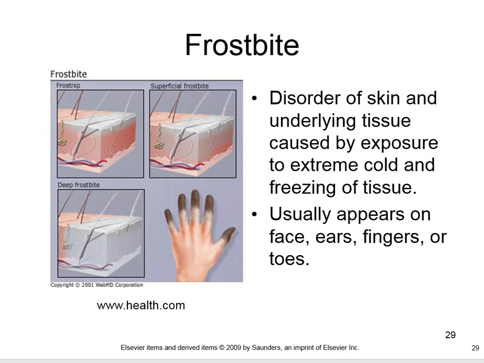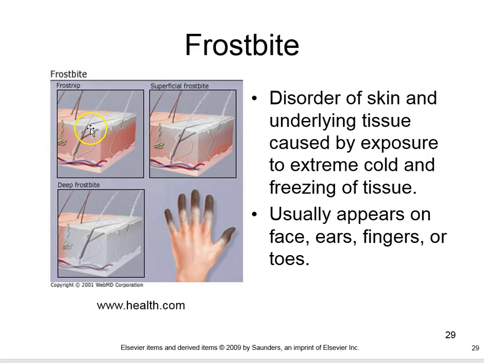Okay. So frostbite is a disorder of the skin and underlying tissue caused by exposure to the extreme cold and freezing of the tissue. The freezing of exposed tissue results in the formation of ice crystals inside the cell wall. It usually appears on the face, ears, fingers, or toes.